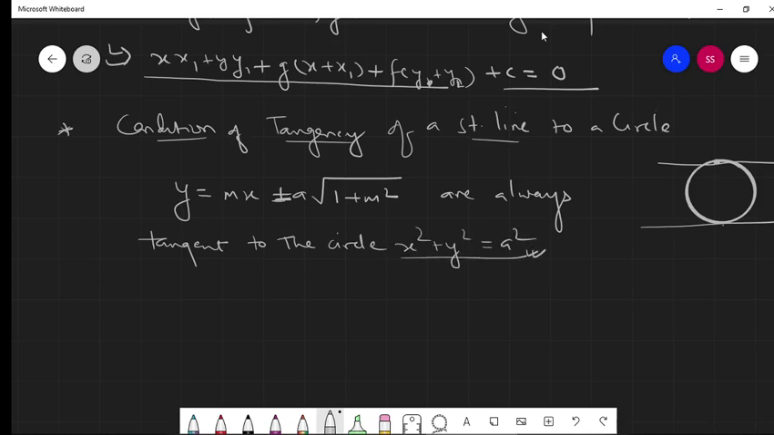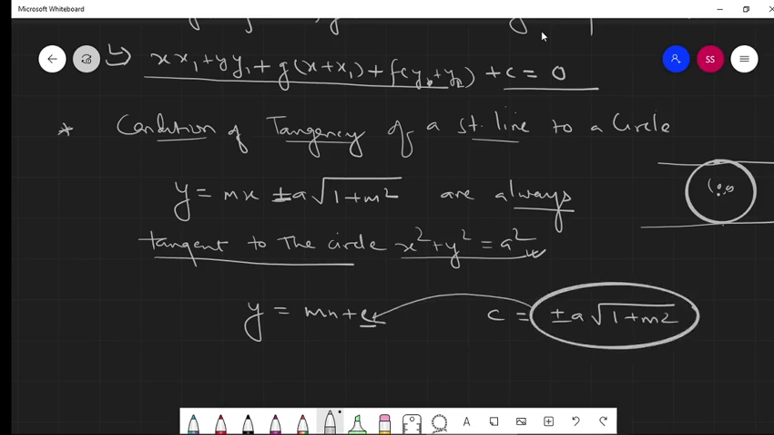If we are given this equation of the circle, then y equal to mx plus minus a root under 1 plus m square is always tangent to the circle. So you need to apply this. We have the equation of a line y equal to mx plus c, then the value of c is obviously plus minus a root under 1 plus m square, and this is replaced here and we obtain the equation y equal to mx plus minus a root under 1 plus m square, which is the condition of tangency of the line to the circle.